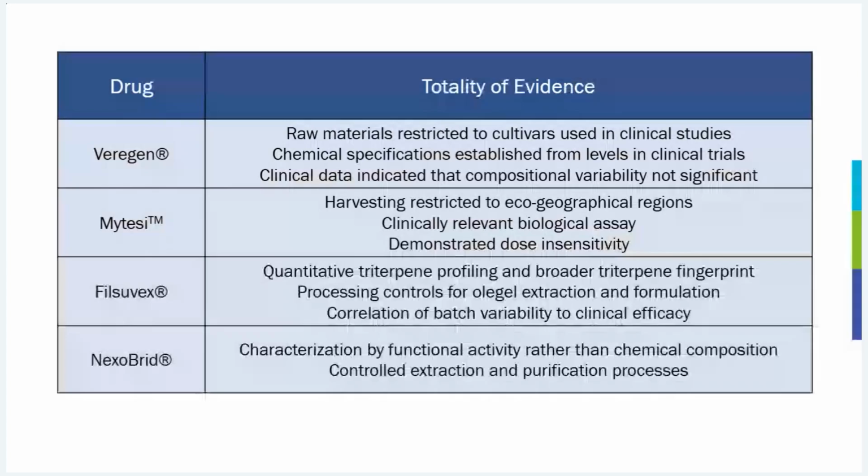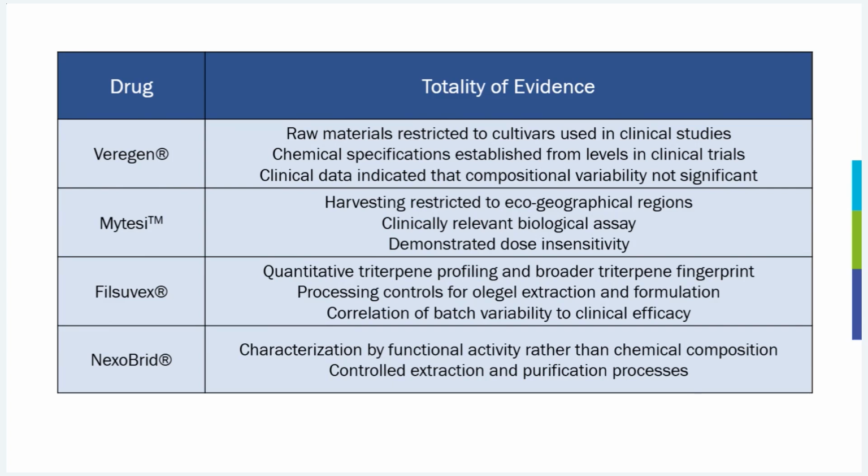So here's a list of the drugs, and then the totality of evidence, and this is directly from that article. I recommend that you read it. If you're doing botanical drug development, you should probably have already read this. If you haven't, get there and read it. There's a lot of really good information, a lot of really good clinical information that we didn't go into at all here. So the totality of evidence that is used for the first drug there, Verigen.